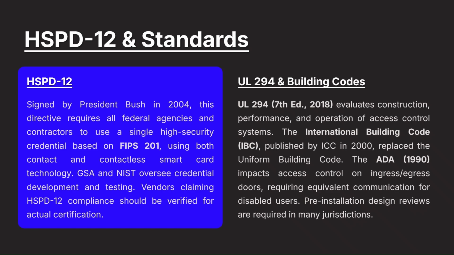HSPD 12 established a government-wide standard for secure and reliable identification credentials. It led to the development of smart ID cards with integrated technologies. UL 294 provides standards for access control system construction and performance, ensuring reliability and safety. Additionally, building codes such as the International Building Code influence access control design, especially regarding life safety and egress requirements. Compliance with these standards is essential for both security effectiveness and legal adherence.